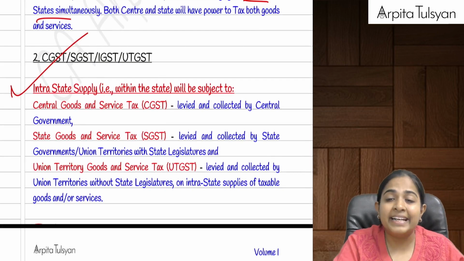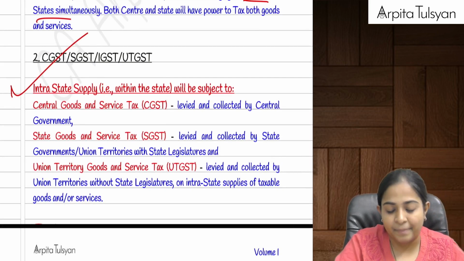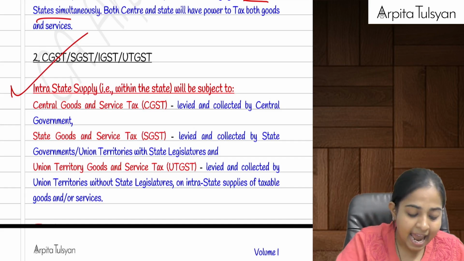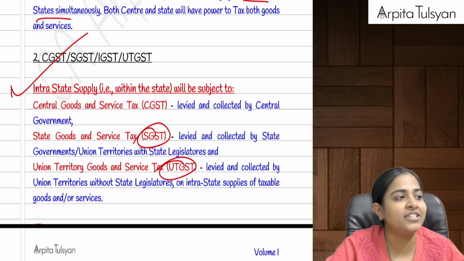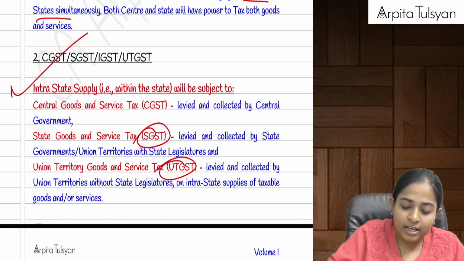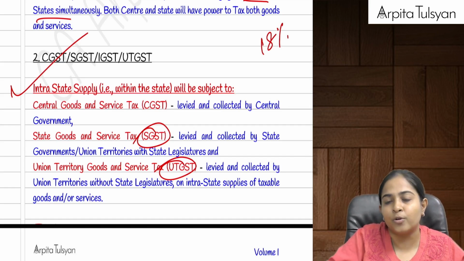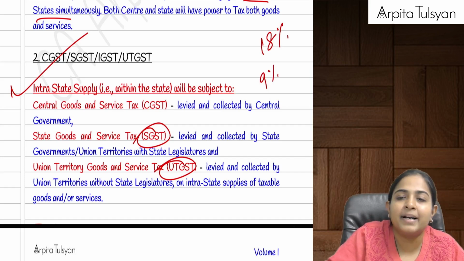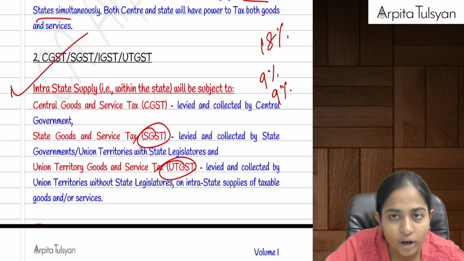When we talk about intra-state supply, intra-state means within the same state. When we are doing any intra-state supply, two types of taxes will be levied. One is CGST, central GST, and the other one is SGST or UTGST. Now let's say the rate of tax is 18% on any particular goods or services. Then 9% will be collected by way of CGST and the balance 9% will be collected by SGST or UTGST.